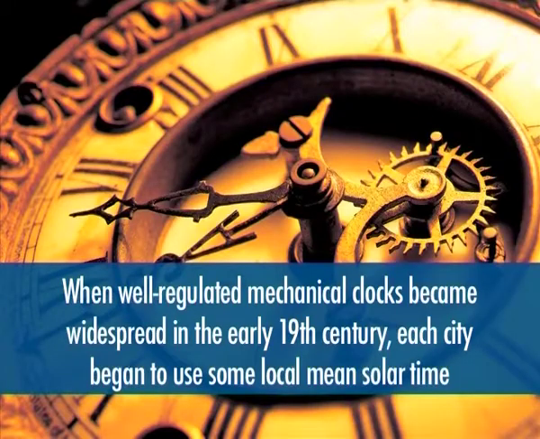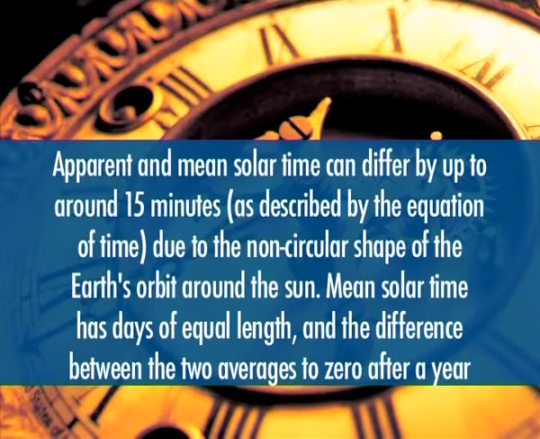When well-regulated mechanical clocks became widespread in the early 19th century, each city began to use some local mean solar time. Apparent and mean solar time can differ by up to around 15 minutes, as described by the equation of time, due to the non-circular shape of the Earth's orbit around the Sun. Mean solar time has days of equal length, and the difference between the two averages to zero after a year.